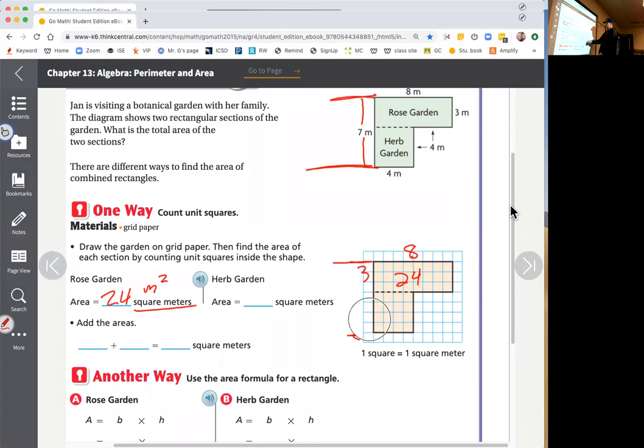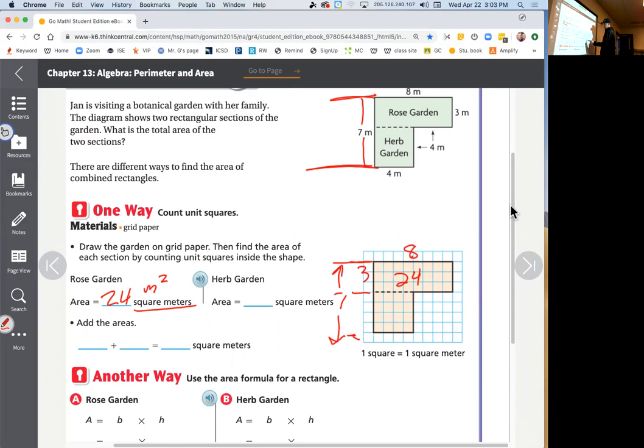So, 7 is from the top to the bottom. We know this is 3. So what is 7 minus 3? 7 minus 3 is 4. So the distance for the herb garden is 4. But if you look over on this side, it also tells you that the length of this is 4 and the length of this is 4.